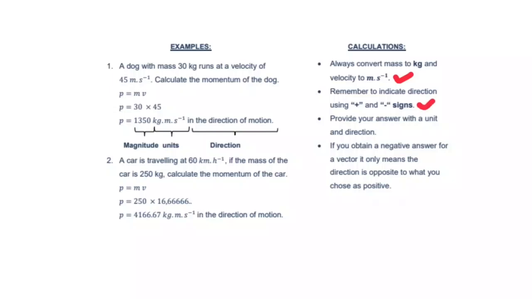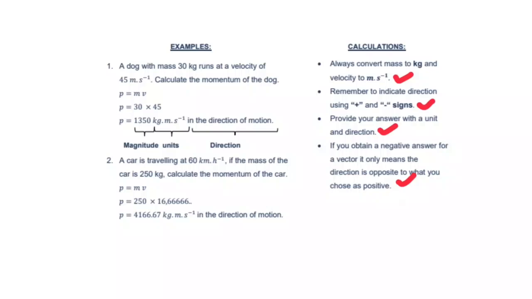point, provide your answer with the unit and direction. We need to include the direction because momentum is a vector, like I have said. So that is the third bullet point. The fourth bullet point, if you obtain a negative answer for a vector, it only means that the direction is opposite to what you chose as positive. That's all it means, nothing more than that. So there we go. Those are the things we need to remember as we calculate.